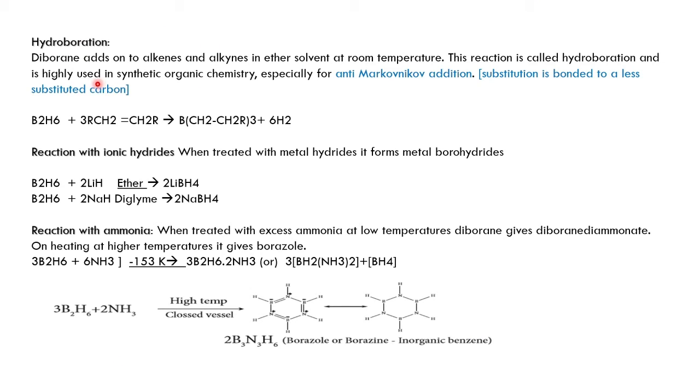Then hydroboration; we are seeing the chemical properties of diborane. Diborane adds to alkene or alkyne in ether solvent at room temperature. This is called hydroboration, and it follows anti-Markovnikov's rule. Anti-Markovnikov's rule means substitution takes place at the less substituted carbon. Here both are actually the same, but if substitution takes place at the less substituted carbon, that is anti-Markovnikov's rule.